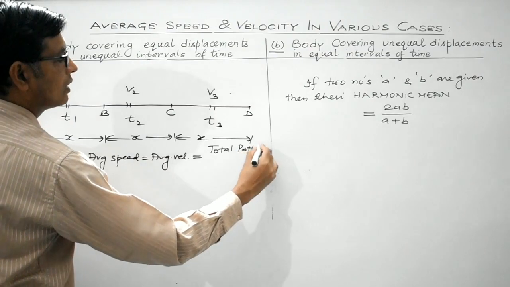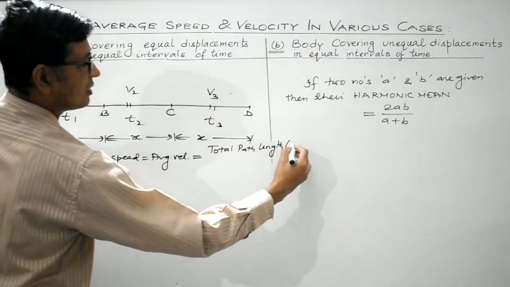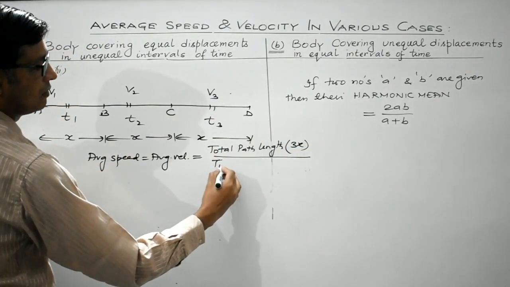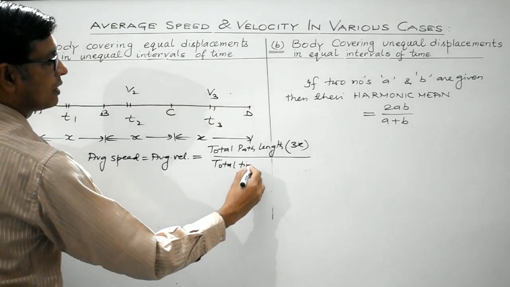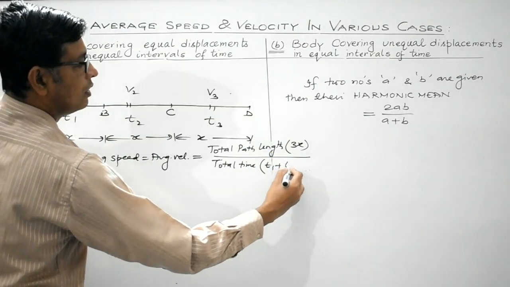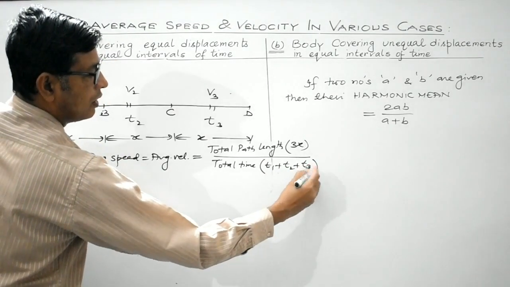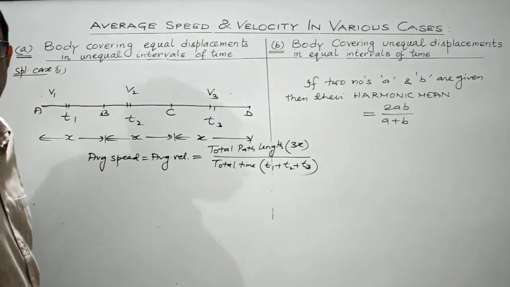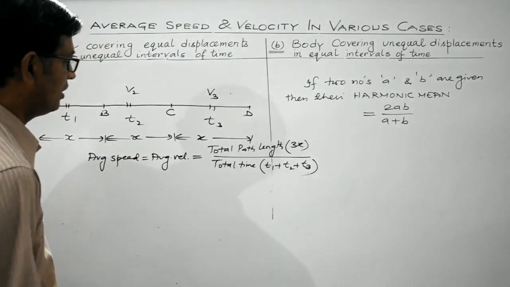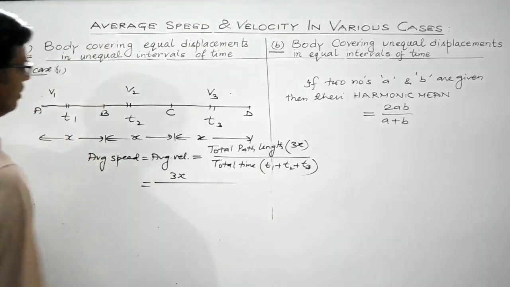Total path length would be equal to x plus x plus x, that is 3x, divided by what would be the total time taken? Total time taken in order to cover this distance 3x, that is t1 plus t2 plus t3, right? So let's substitute the values of t1, t2, t3 and get the result in terms of v1, v2 and v3 only, right? So what we get is 3x divided by t.